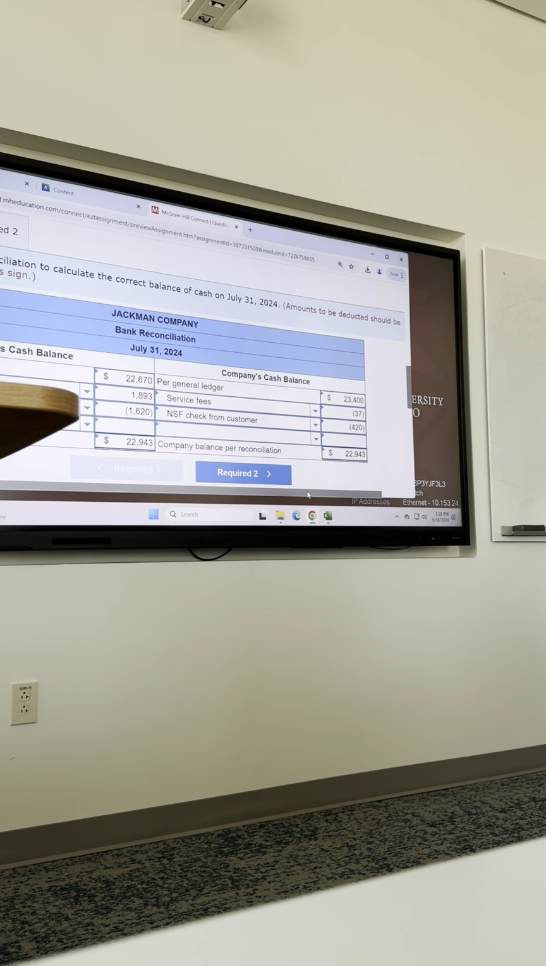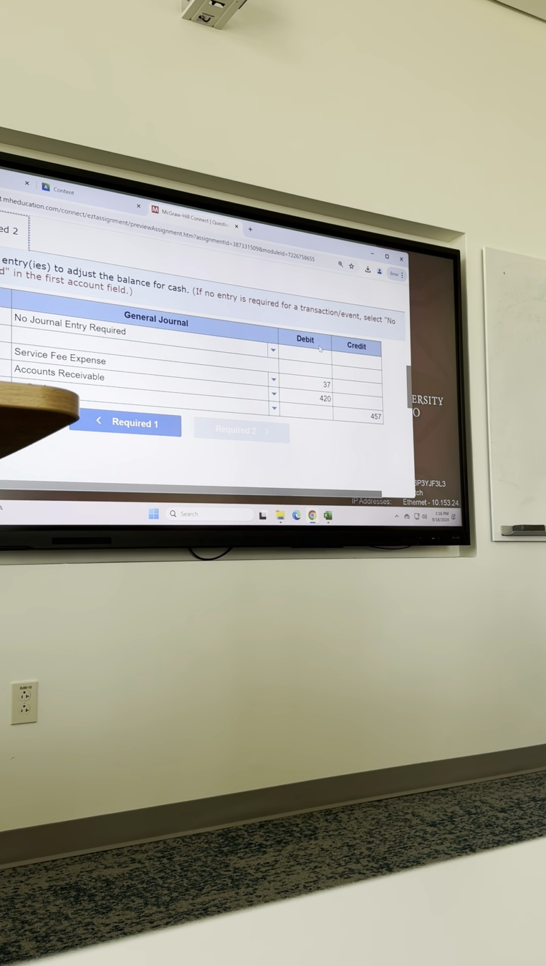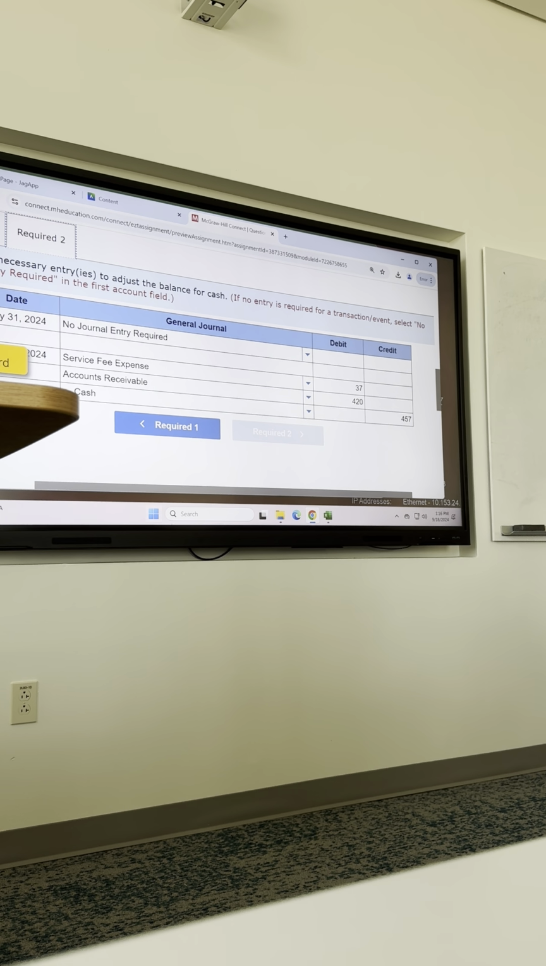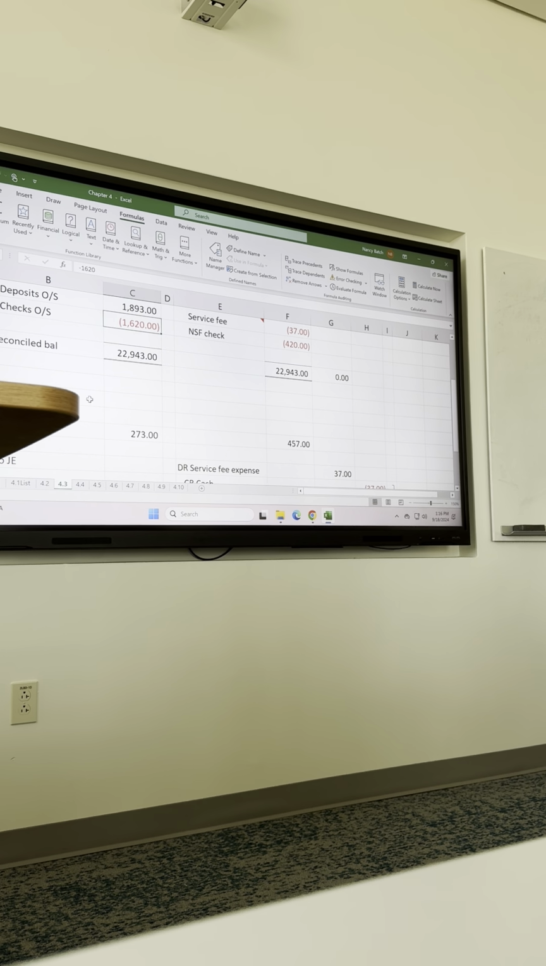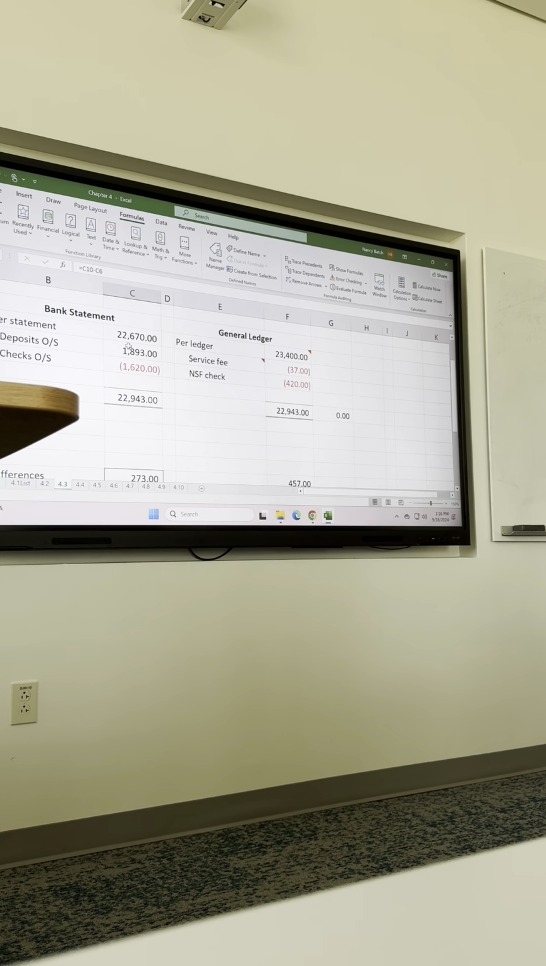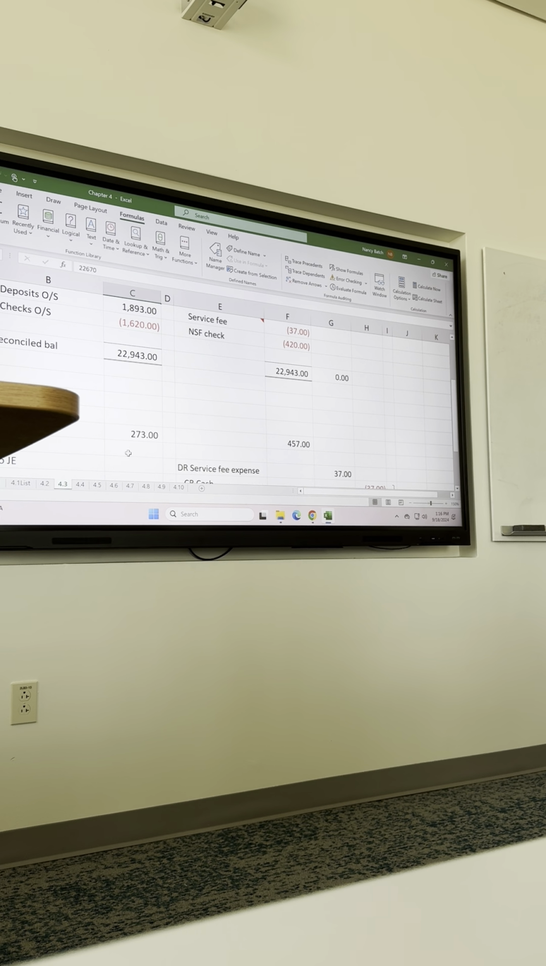Okay. This is a very, very simple example. Right? And here's the journal entries. Now, where it says no entry required, what that means is this, right here. The difference from this balance to the reconciled balance is $273. You do absolutely nothing with that because you're not the bank. You don't worry about their books, they worry about their own books. Okay, so you don't have to do anything.